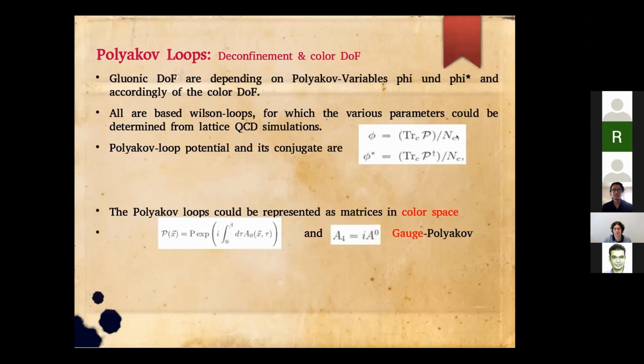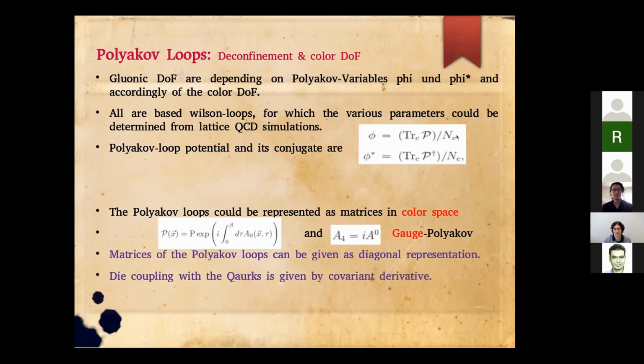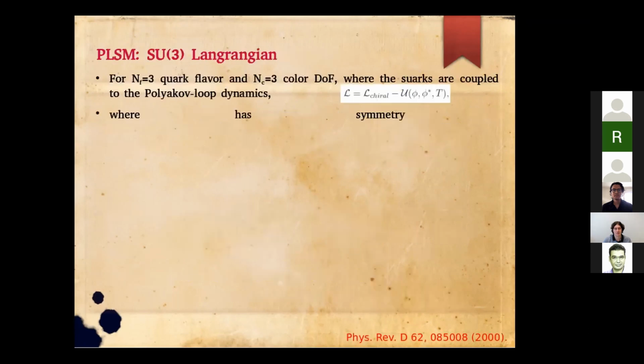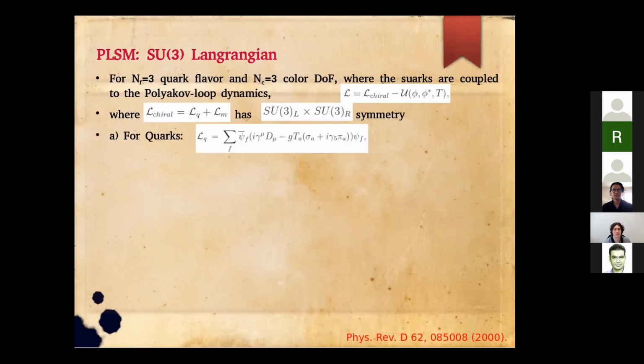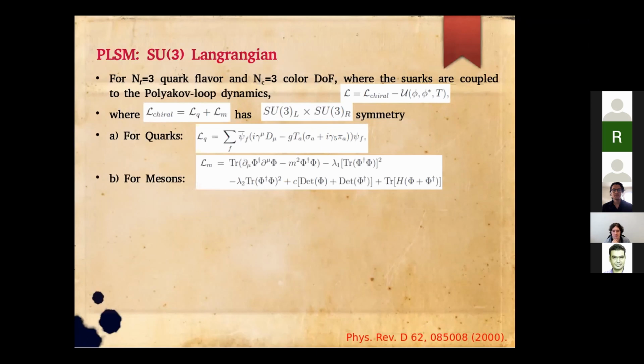I'm going to skip this part and go to the Lagrangian of the model. The Lagrangian simply consists of two parts: the color part and the Polyakov loop part. The color part combines quarks and mesons, both having SU(3) left and SU(3) right symmetry. For quarks, we have this expression for the Lagrangian. For mesons, we have this one. And phi in this expression is a 3x3 matrix, including the nonet meson states.